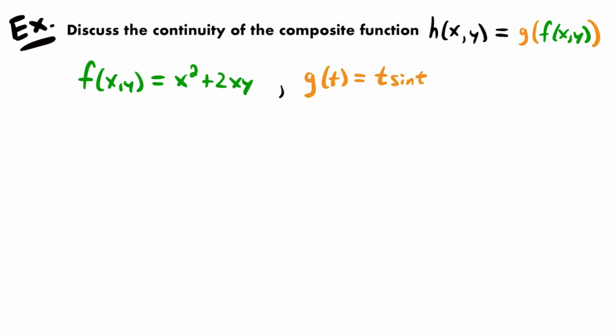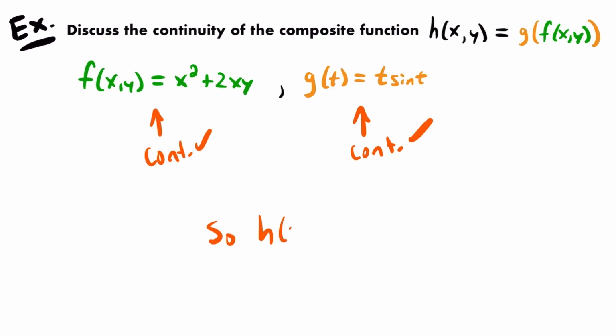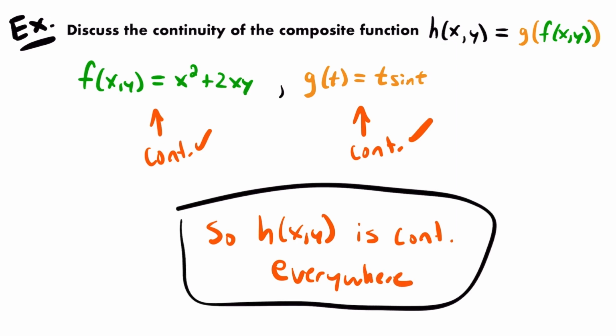So both of these functions are continuous, so if you plug the multivariable function into the single variable function to form a composite function, that composite function will also be continuous. The continuity will hold. All right, so this function is continuous, and so is this function. Both of them are continuous, so h of xy is continuous everywhere. All right, that would be the final answer to this example.